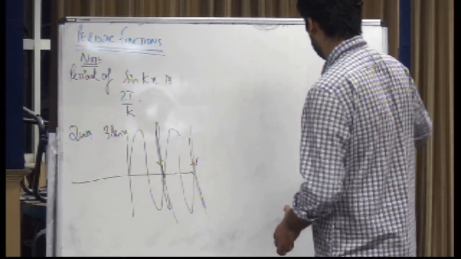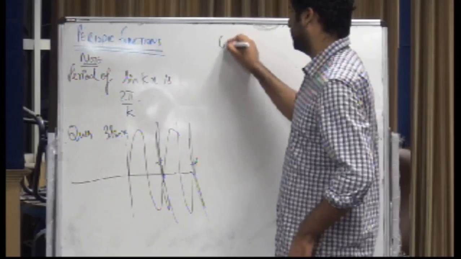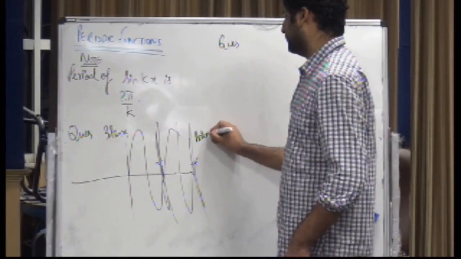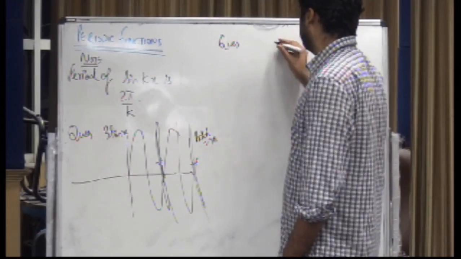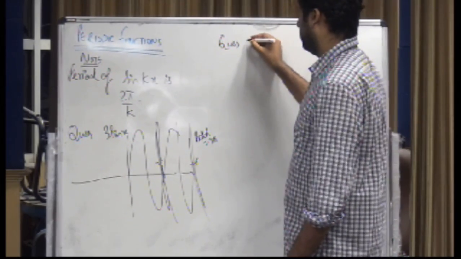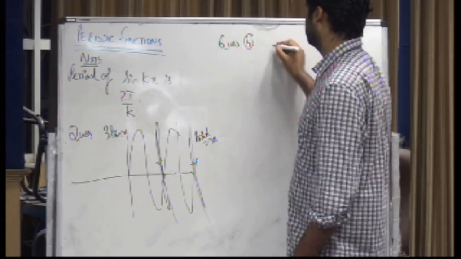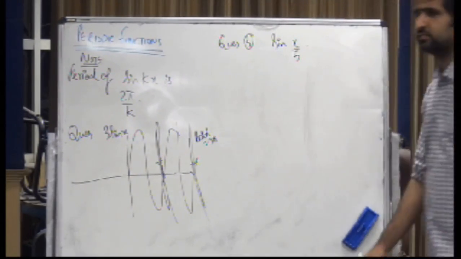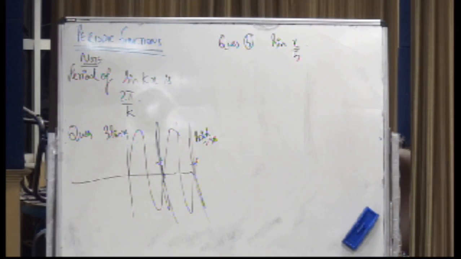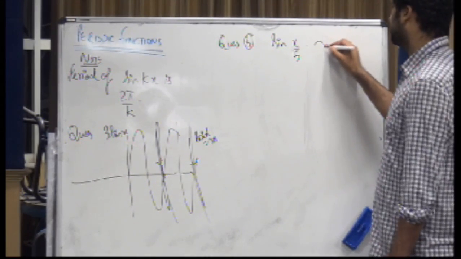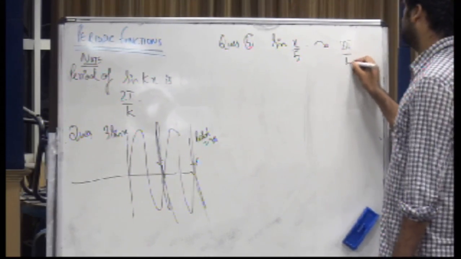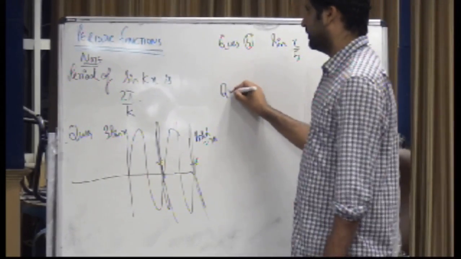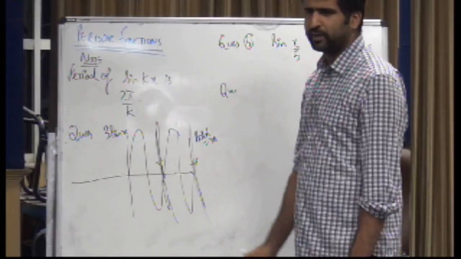Next is, write down the period is the same, equal to 2 pi. What if you have the third question, sine of x by 5? What is the period of sine of x by 5? 10 pi. So the period will be 2 pi upon 1 by 5, which is equal to 10 pi. So simply the period will be equal to 2 pi by k.